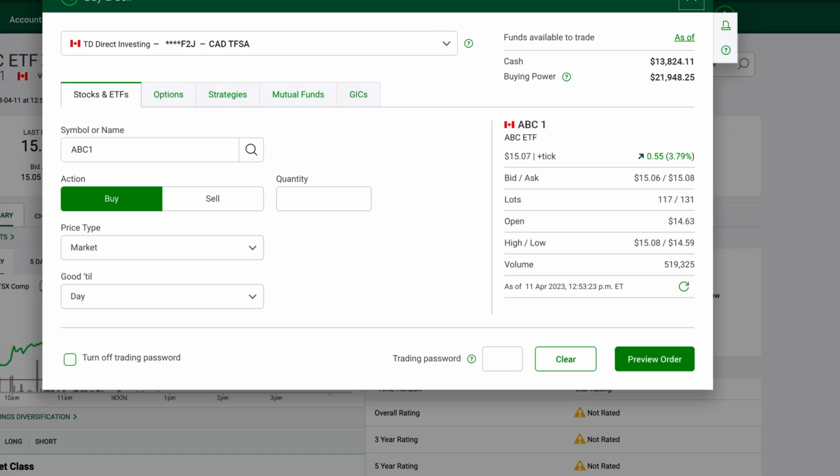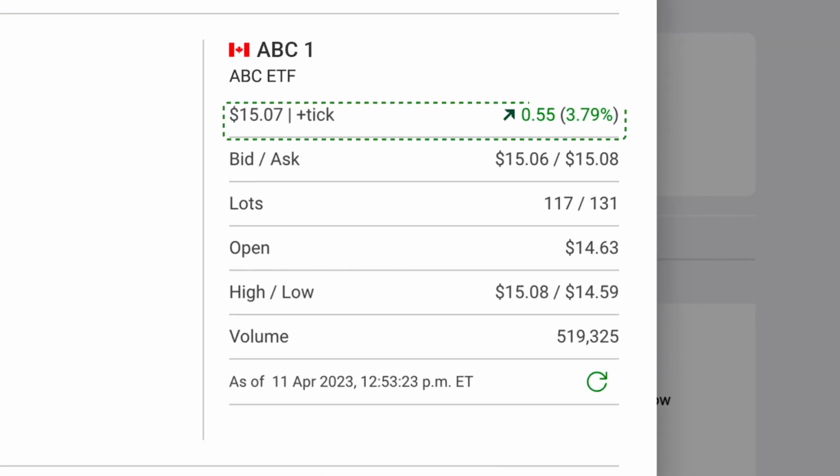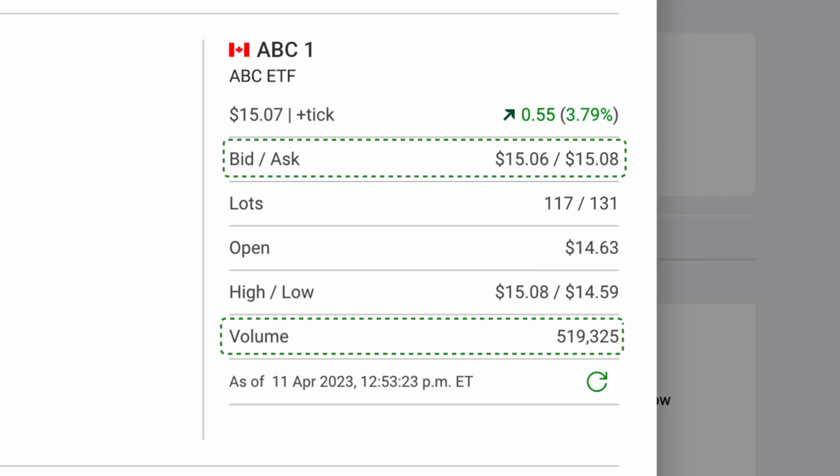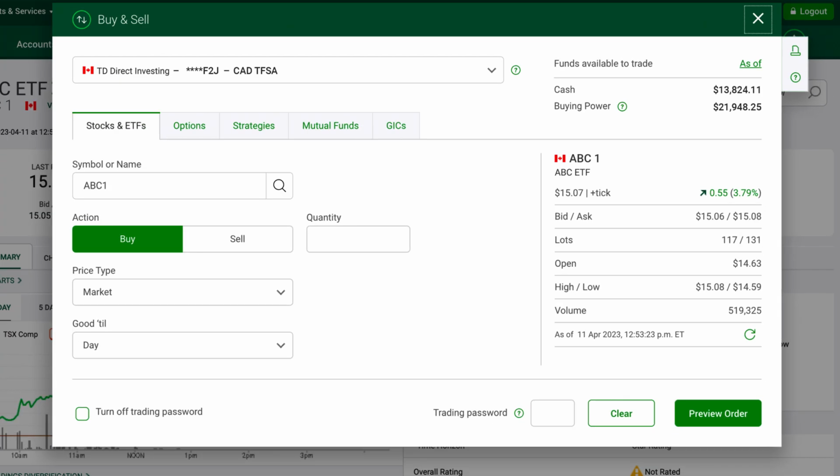On the far right-hand side, you'll see the price per share from the last trade. You'll also see some additional information about how the ETF is trading, like the bid, ask, and volume. First, enter the number of shares you want to buy in the quantity field. This is different from a mutual fund trade ticket. There, you can choose the dollar amount you want to spend.